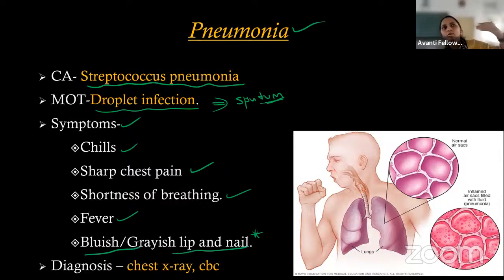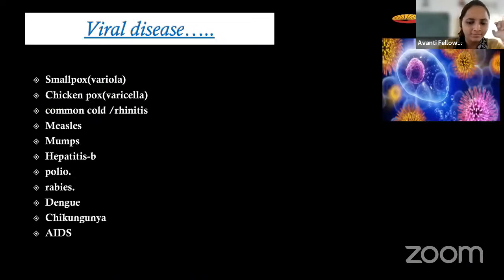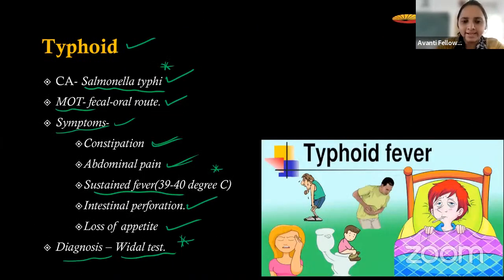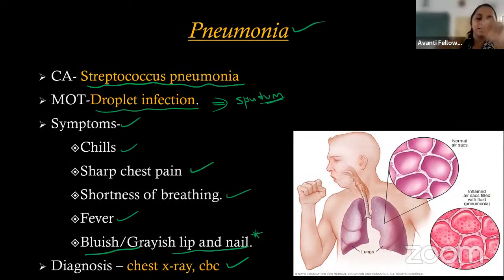Then what is the diagnosis process? See here, chest X-ray and CBC. Chest X-ray and CBC are done for pneumonia. Usually they will do the chest X-ray to see how much the lungs were damaged. Whenever they do the chest X-ray, they will give scores, right? Based on these scores, they get to know how much the lungs were damaged. Okay, fine. So this is about typhoid and pneumonia that we have learned in the bacterial diseases.